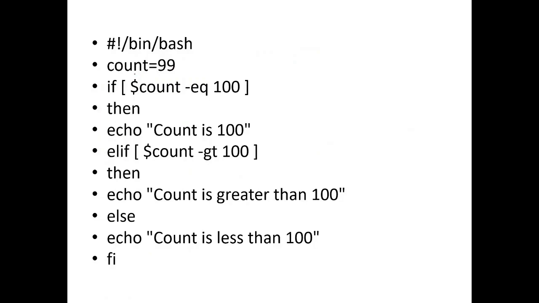Let us see the example. In the variable count, we are storing 99. So first condition, it will check whether 99 is equal to 100. The condition is false, so it will come to the next condition. Now it will check whether 99 is greater than 100. Again this condition is false, so it will come to the else part and it will execute count is less than 100. This it will print on the screen. So if the first condition is true, it will print count is 100. If the second condition is true, it will print count is greater than 100.